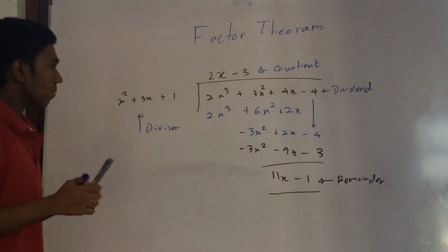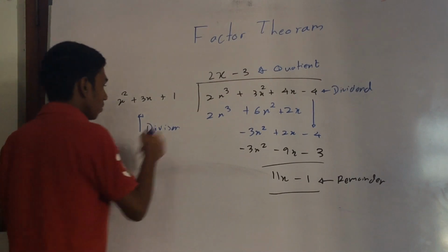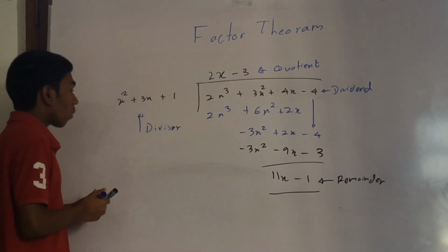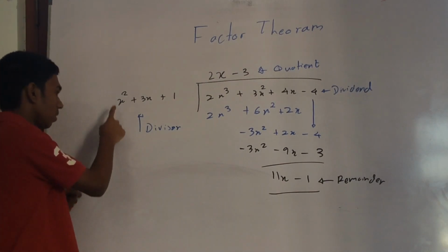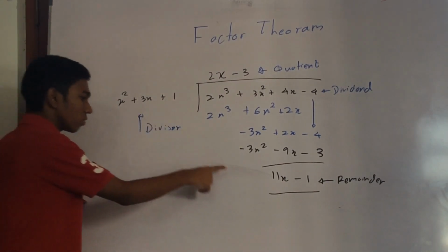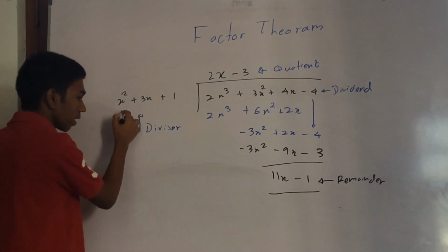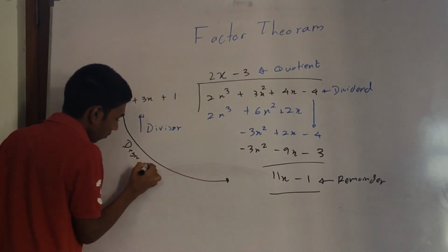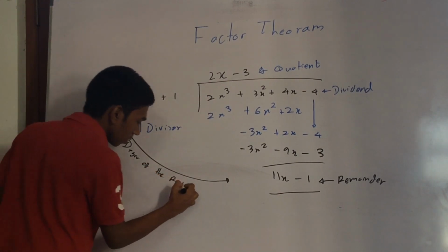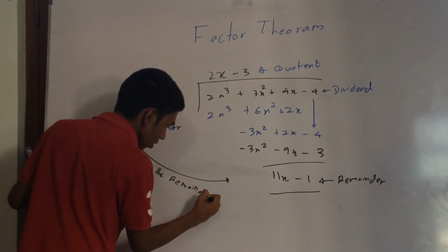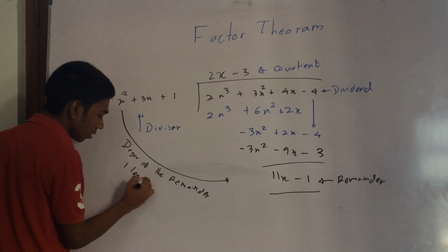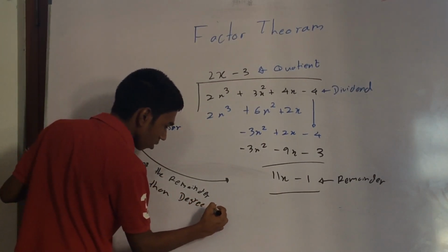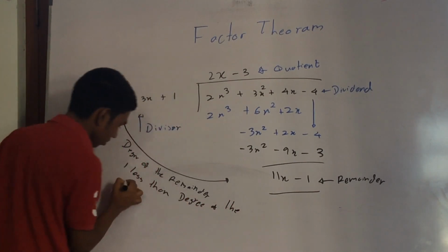Okay. You can observe something here, that the degree of the remainder is 1 less than the degree of the divisor. The degree of the divisor is 2, the degree of the remainder is 1. Here the degree of the remainder is 1 less than the degree of the divisor.